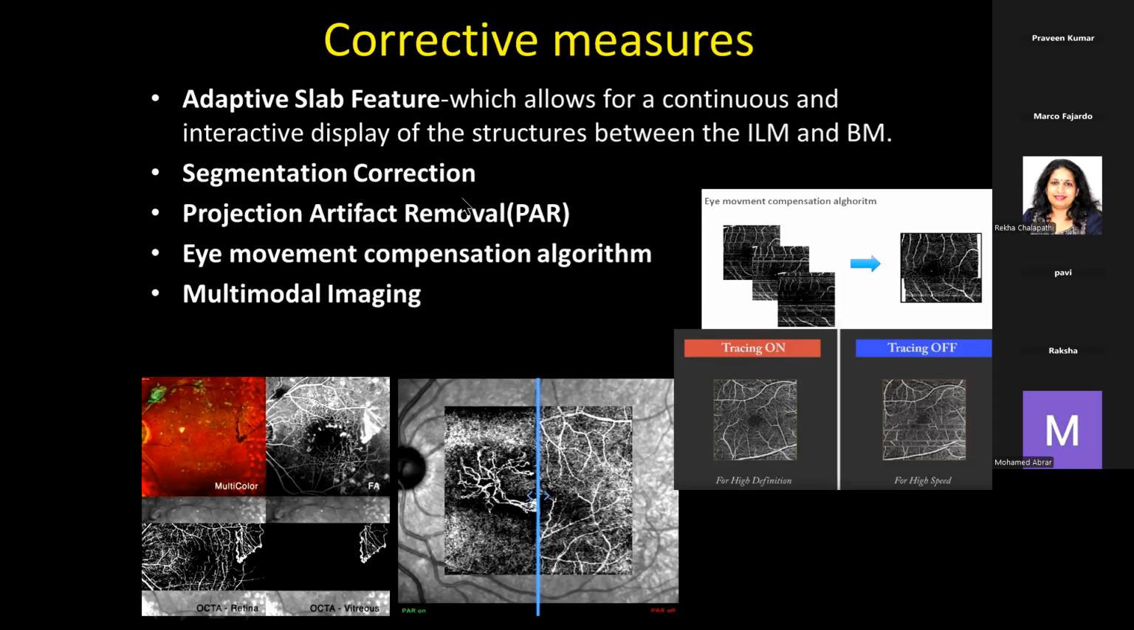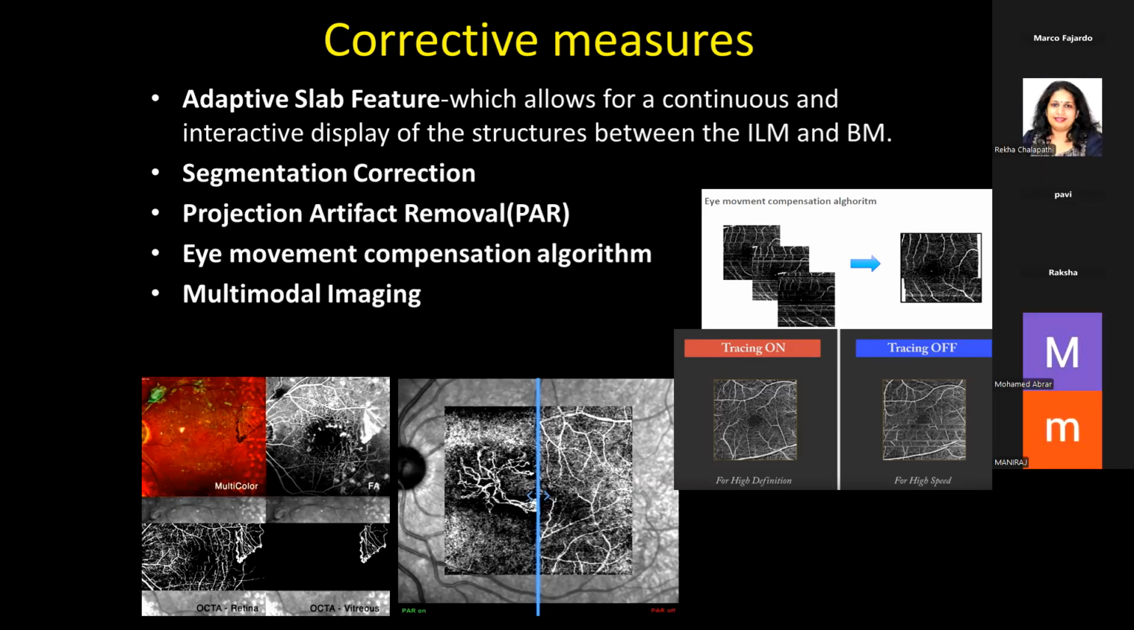Another thing is that segmentation correction is also possible. Then there are projection artifact removal options. For example, this is a patient with a choroidal neovascular network, clearly seen. Here, due to projection artifact, this CNVM was not visible, but after the projection artifact removal, you can see a clear-cut neovascular network. I told you that eye movements also have a compensation algorithm. So these corrective measures can be applied to most of these artifacts, and you can get a clear-cut image.